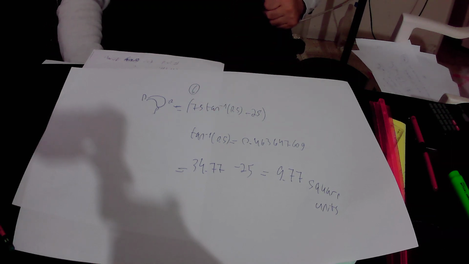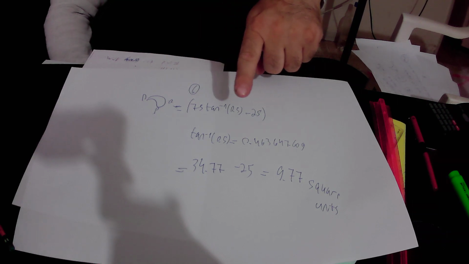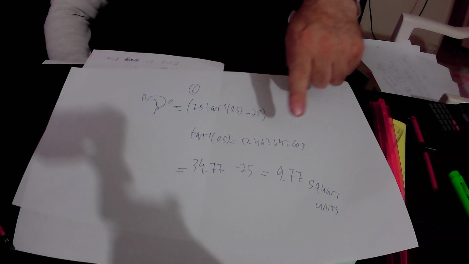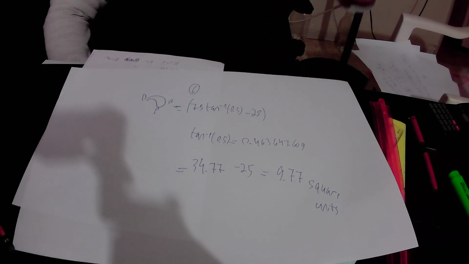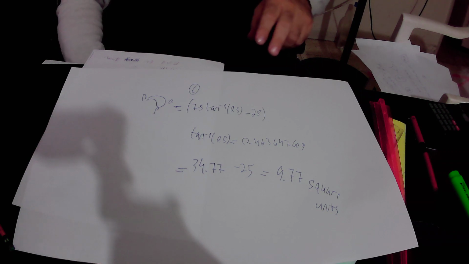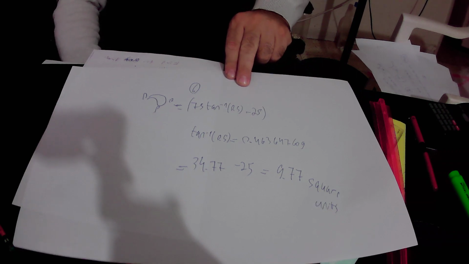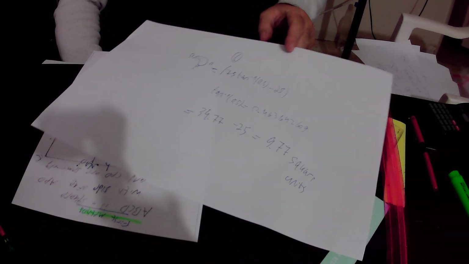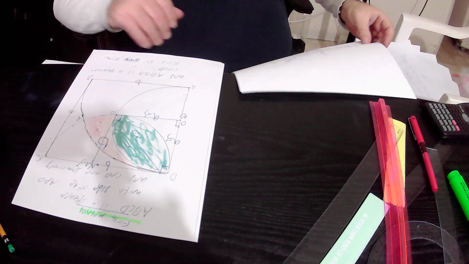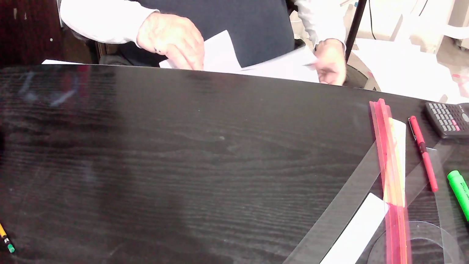And the answer to the question is that the area of the orange shape equals 34.77 minus 25, that is 9.77 square units. So the area of the blue shape equals 9.77 square units. So we finished with the first method. Then I presented to you how to find the area of the orange shape according to the second method.